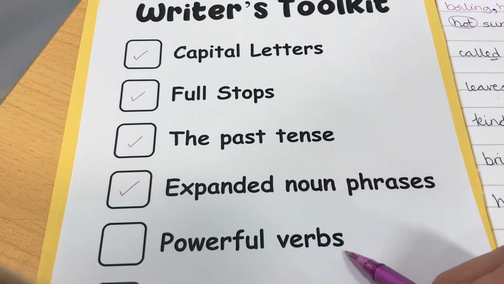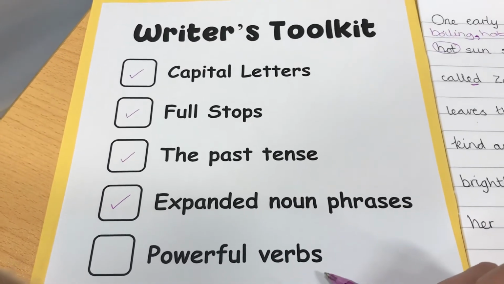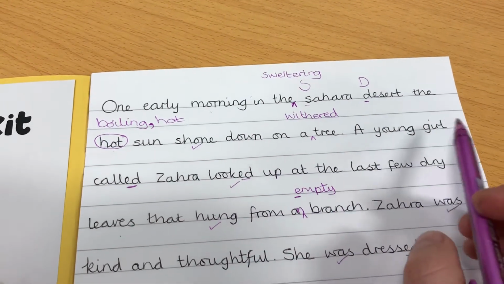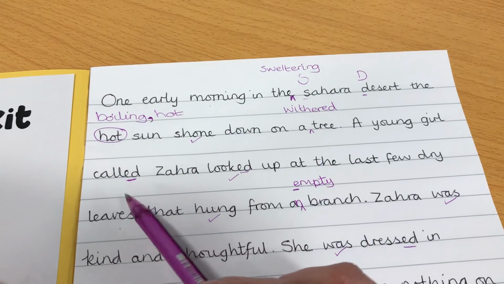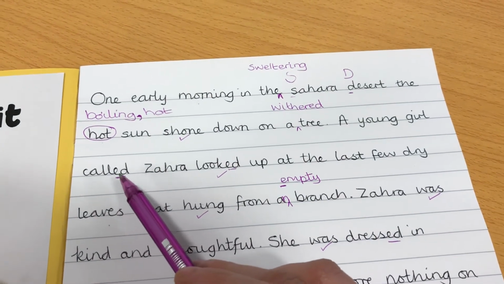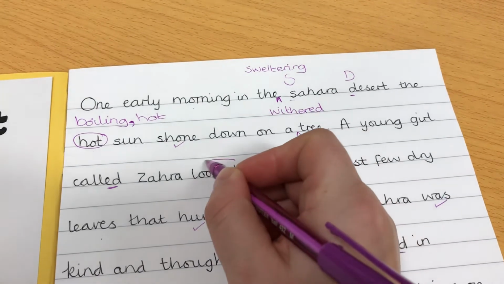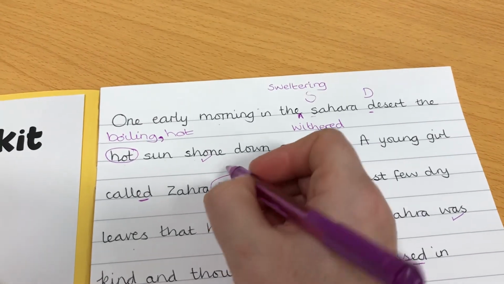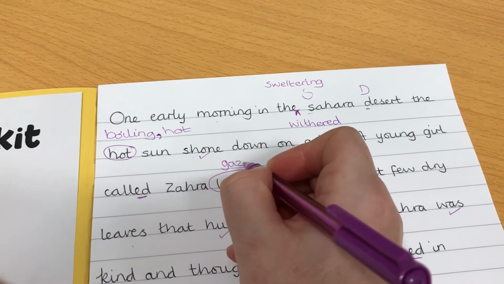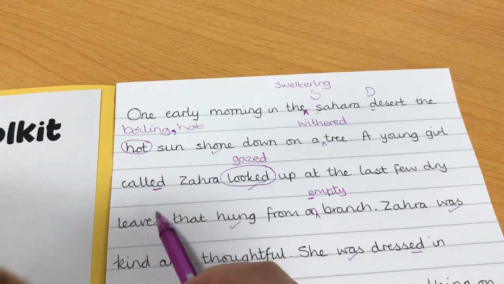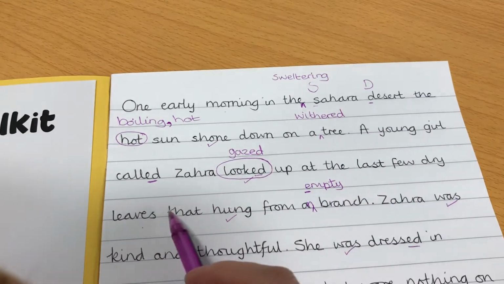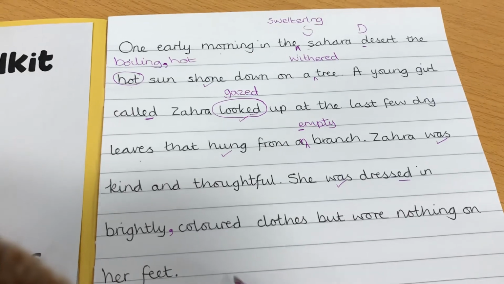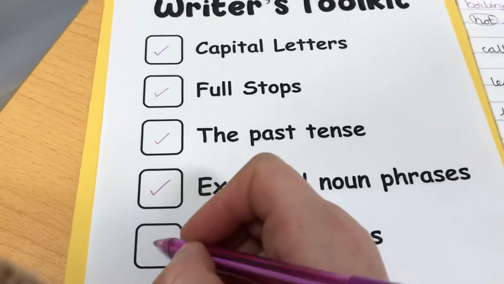I now want powerful verbs. So instead of going for really boring verbs, I want some interesting ones. Shone down. Yep, I like that. Called Zara. I could say named Zara, but I think called looks okay. I wonder if I could change looked. What is another word for looked? What about gazed? A young girl called Zara gazed up at the last few dry leaves that hung from the empty branch. She was dressed in brightly coloured clothes but wore nothing on her feet. Yeah, I'm really happy with that. So I'm going to tick my powerful verbs.